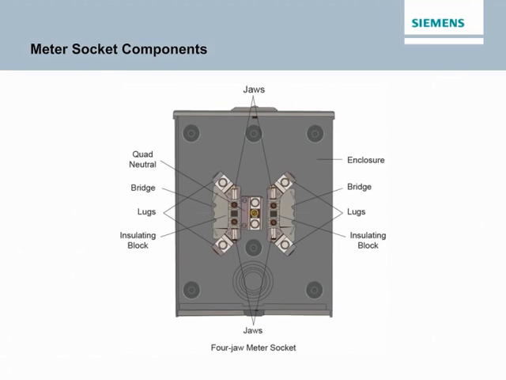A basic meter socket has 5 components: the enclosure, lugs, neutral connections, jaws, and insulating blocks. However, other components are often added to meet application requirements. The enclosure is simply the box and cover, which are made of galvanized steel or aluminum. Steel enclosures are painted, but aluminum enclosures may be painted or unpainted. The enclosure protects internal components and limits access to the meter and live circuit elements. All Siemens meter sockets have a NEMA Type 3R enclosure.